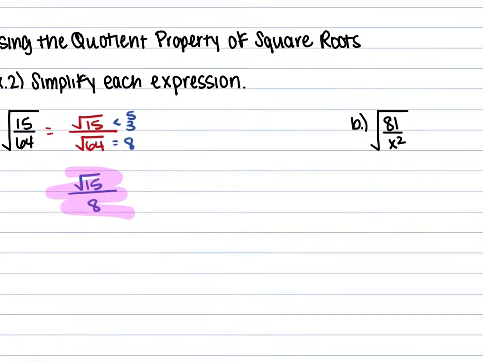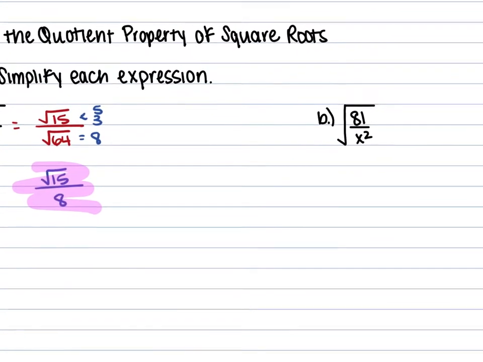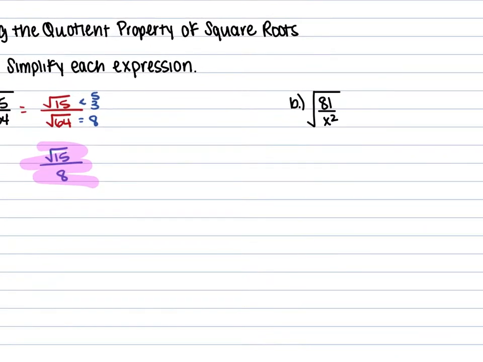For example B, we have the square root of 81 over x squared. So again, we're going to rewrite this as the square root of 81 over the square root of x squared. That 81 is 9 times 9, so that square root of 81 is 9. That x squared, remember, if we do x to the second power, our invisible index is 2, and we divide it by that, it's going to give us just x to the first power, which is just 9 over x.